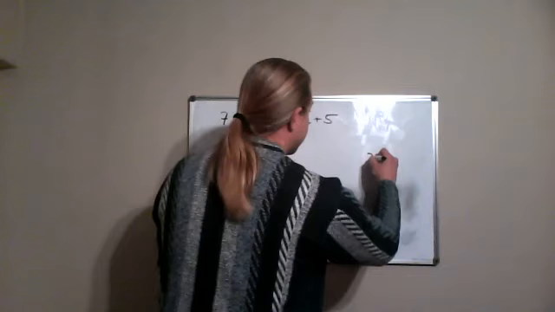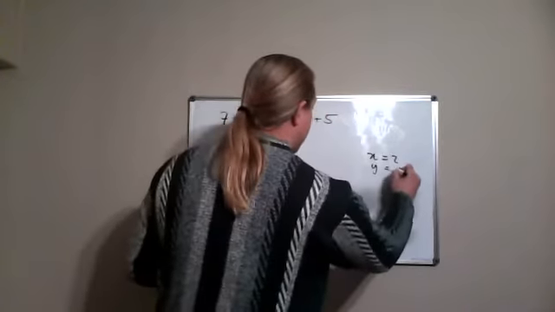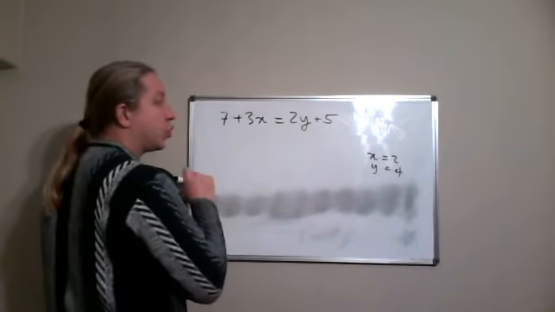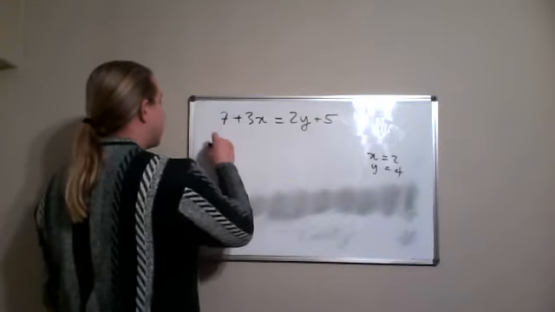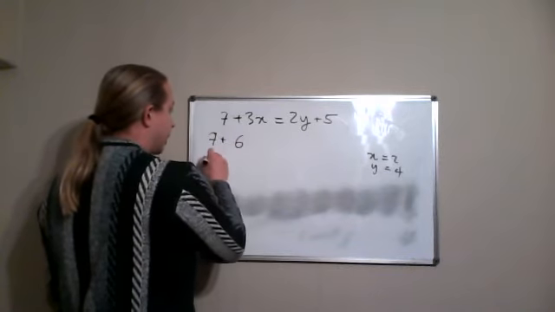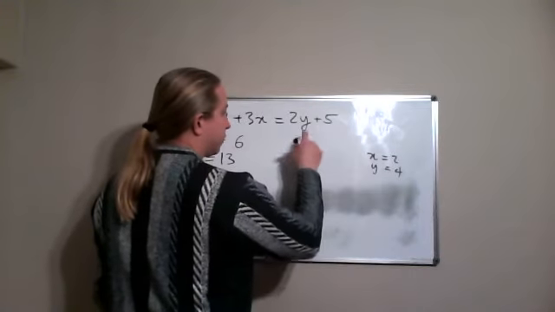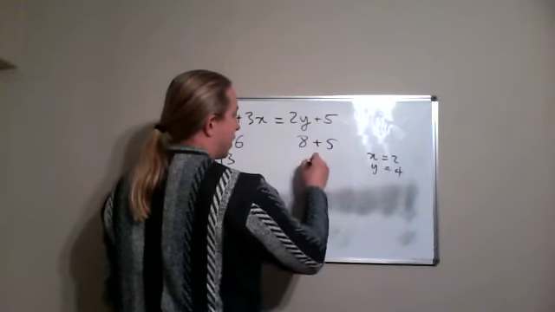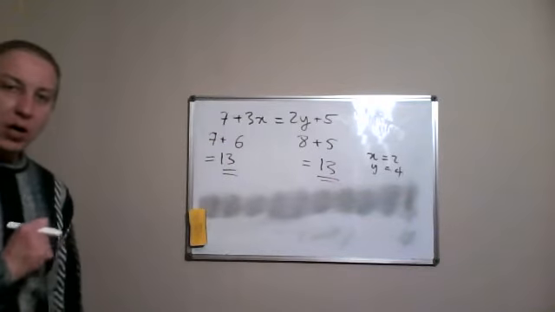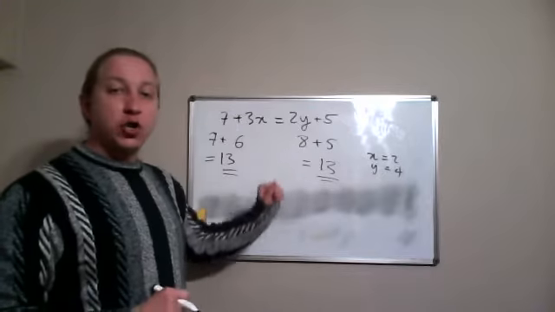So they say x equals 2 and y equals 4. Let's see if the left-hand side will equal the right-hand side with those particular values. We have 7 plus 3x, x is 2, which is 6, which equals 13. On this side, 2 times y, 2 times 4 is 8. 8 plus 5 equals 13. Do you see that both sides are the same? So these values of x and y make this equation true.